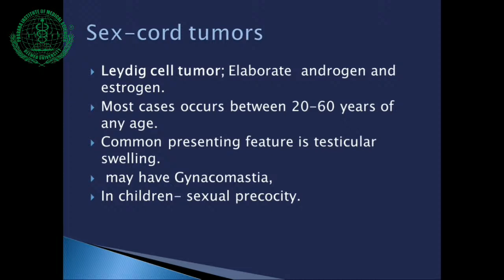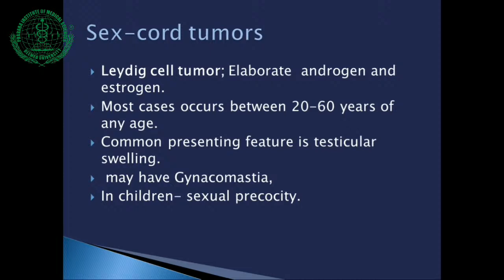Then the second category is the Leydig cell, sex cord stromal tumor. In the sex cord stromal tumors, there are Leydig cell tumor and Sertoli cell tumor. These are sex cord tumors. They are also called hormone producing tumors. They elaborate androgen and estrogen.